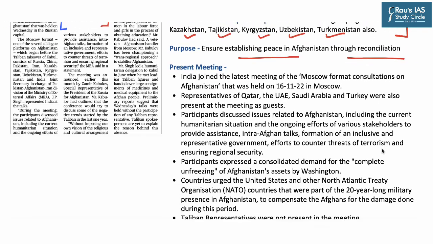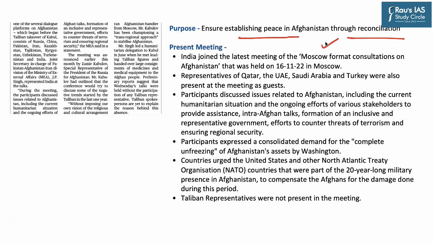Now, talking about the present meeting, India also joined the latest meeting of the Moscow format consultations on Afghanistan, which was held in Moscow yesterday. And the meeting was also joined by the representatives of Qatar, UAE, Saudi Arabia and Turkey. And these representatives were present as guests. So the participants discussed issues pertaining to the present humanitarian crisis prevalent in Afghanistan, and also talked about the ongoing effort of various stakeholders to provide assistance to people in Afghanistan. They also discussed the formation of an inclusive and representative government in Afghanistan, efforts to counter threats of terrorism and also ensure regional security and peace and prosperity in Afghanistan.